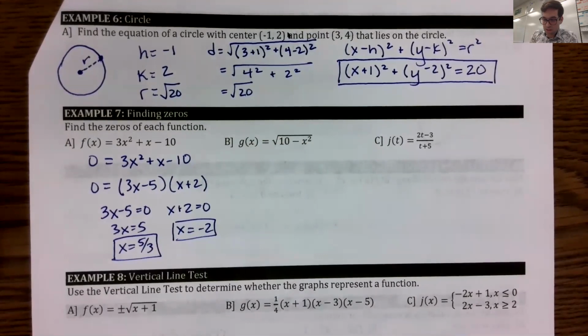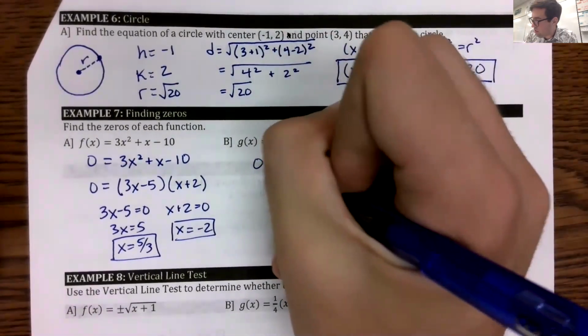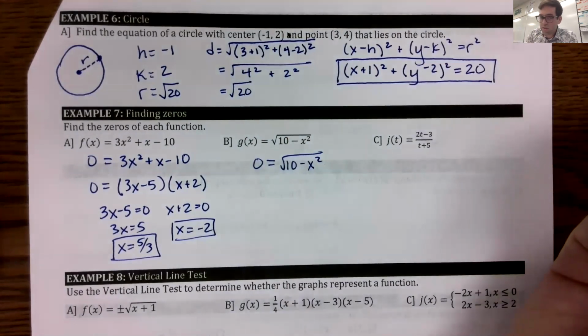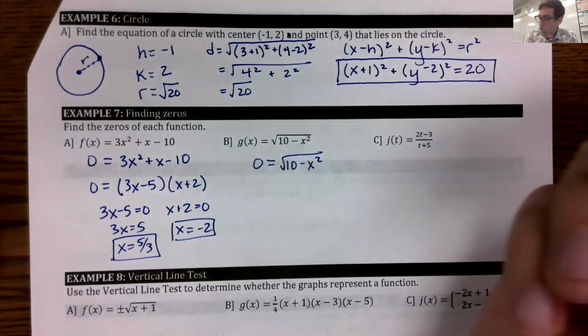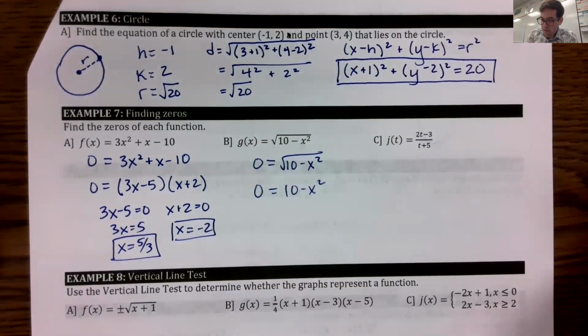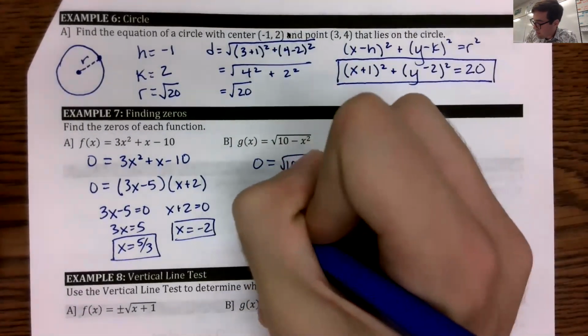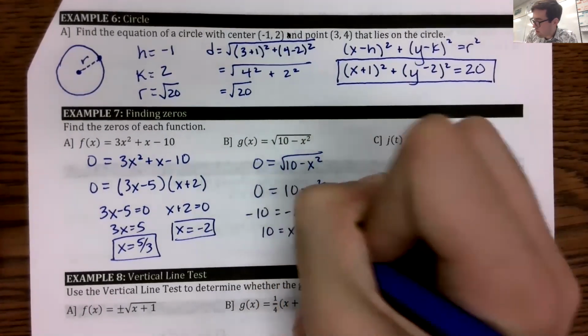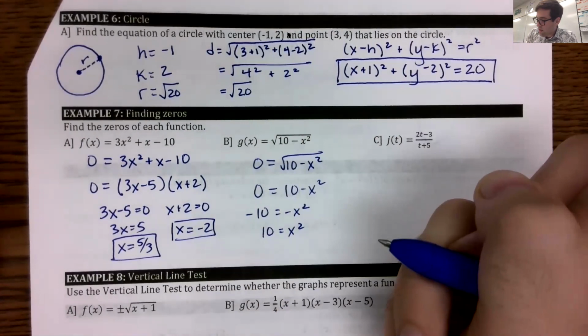All right, I'm going to do the same thing for letter B. In letter B, we have 0 equals the square root of 10 minus x squared. I'm going to square both sides to get rid of the square root. 0 squared is still 0. I can subtract the 10, divide by -1, and then I'm going to square root.